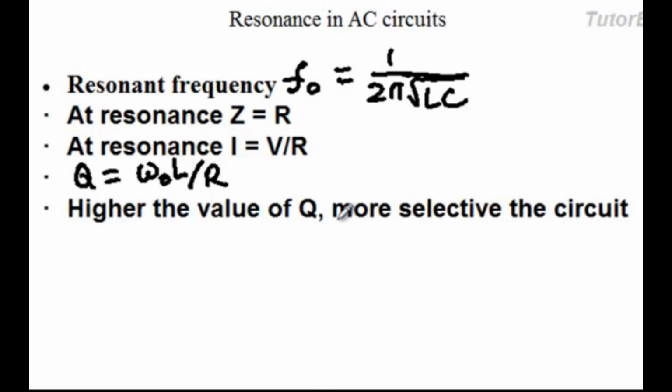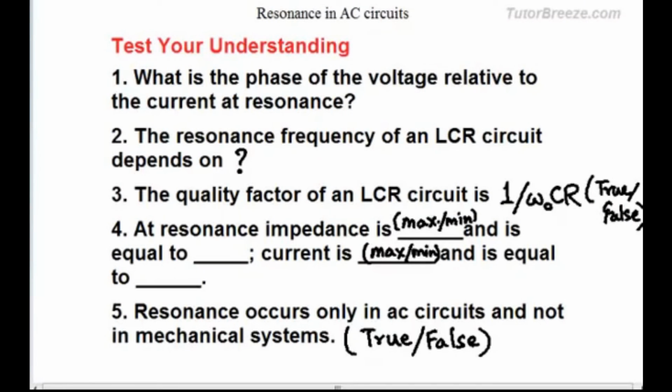Higher the value of Q, more selective the circuit, which means a high value of Q gives us a sharp resonance and it responds to a narrow range of frequencies, whereas a low Q value responds to a wide range of frequencies and the resonance is not sharp. Here are a couple of questions to test your understanding. Try these questions. The answers are discussed a short while later.